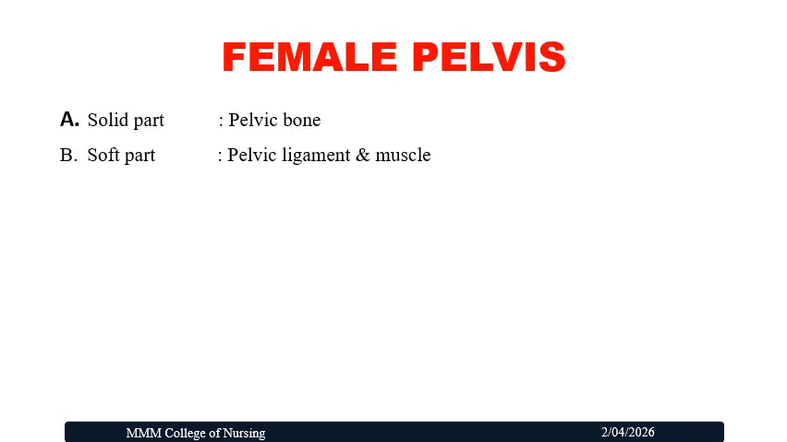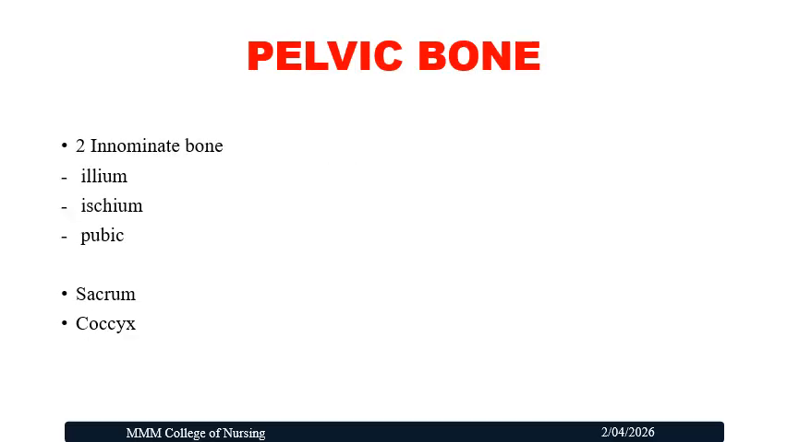Female pelvis. It consists of two parts. One is the solid part, another one is the soft part. Solid part is pelvic bone and soft part is pelvic ligament and muscles. Usually this female pelvis consists of two innominate bones, one sacrum and one coccyx. Innominate bone consists of ilium, ischium and pubis.